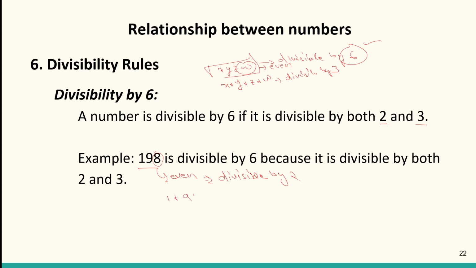So 1 plus 9 plus 8: 8 plus 8 is 16, plus 1 is 17, plus 1 is 18. Is 18 actually divisible by 3? 3 divides 18, so this implies that 198 is divisible by 3. So this implies that 6 divides 198. You can conclude this from here.